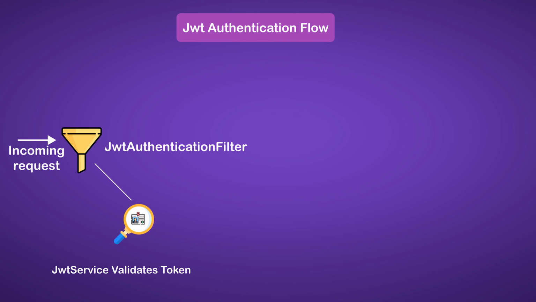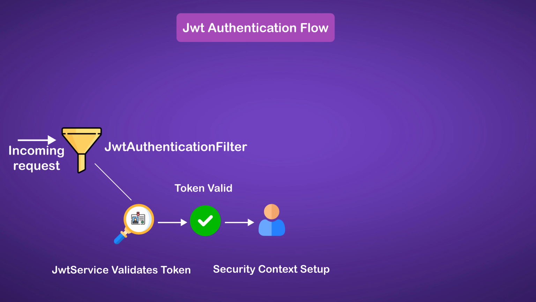We will also define a service named JWT Service that knows how to handle everything related to JWTs, like creating tokens, validating tokens, and extracting information from tokens. Our JWT authentication filter will use this JWT service to validate the token in each request. If the validation is successful, it will set up the security context with the user's authentication details and forward the request to the next filter in the filter chain.